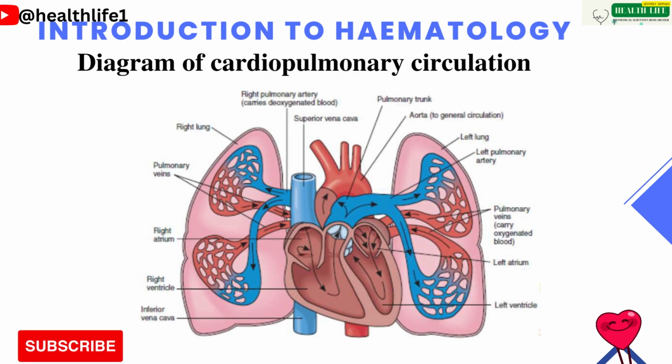With systemic circulation, the blood that has returned to the heart by this time has picked up lots of oxygen from the lungs, because in cardiopulmonary circulation, the blood goes from the heart to the lungs, picks up oxygen, and returns to the heart.